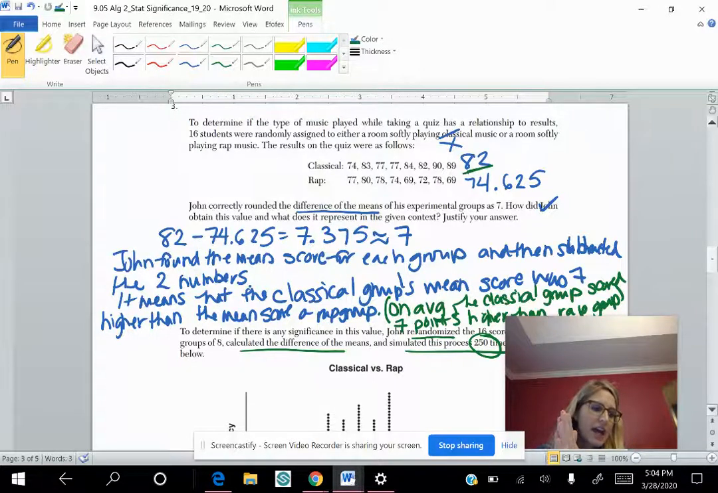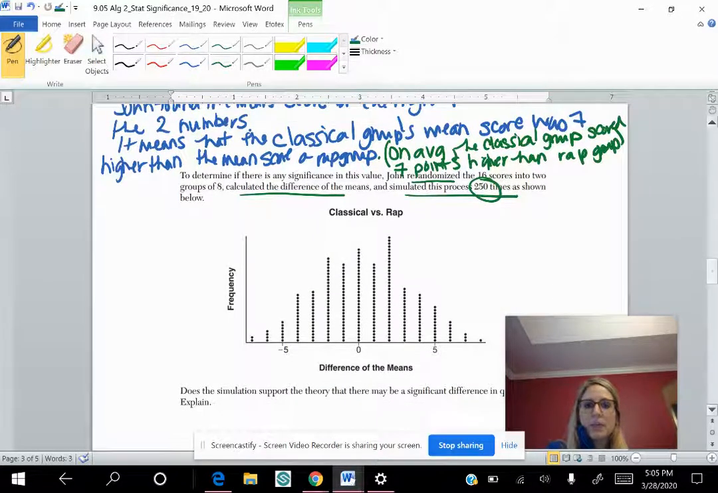He puts them into a stack, and then he sorts them into 2 piles, 1 in each pile, going back and forth until he's done all 16. Then he takes 1 stack, adds them up, and divides by 8. Then he takes the other stack, adds them up, and divides by 8. He takes those 2 numbers, subtracts them, writes it down, and plots it on the dot plot you see below. Then he takes all the cards, shuffles them up again, sorts them into 2 piles, finds the mean of each stack, subtracts them, and plots it. He does that over and over again, 250 times. And that's what we plotted right here.